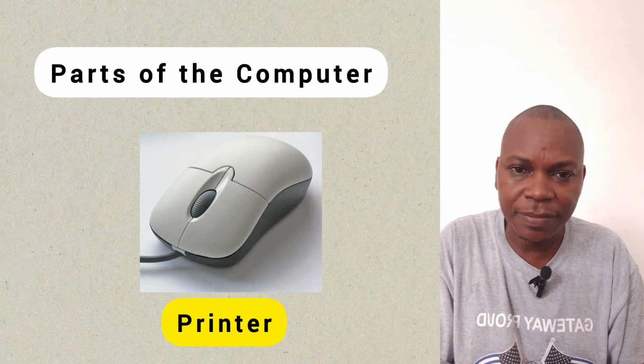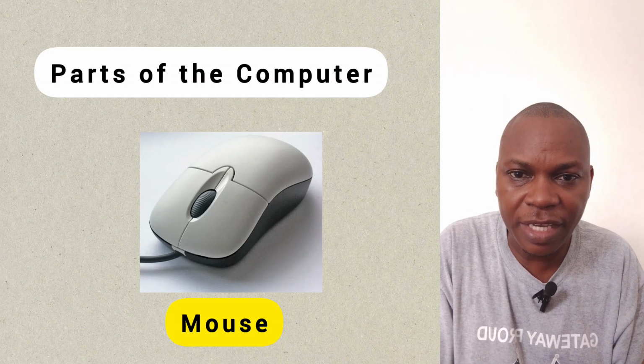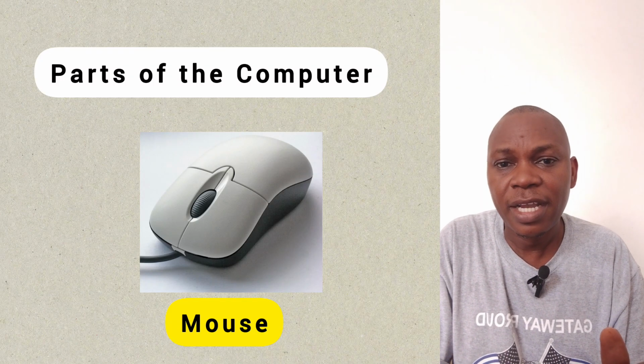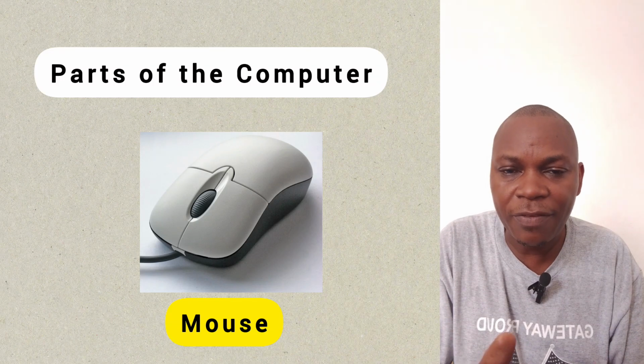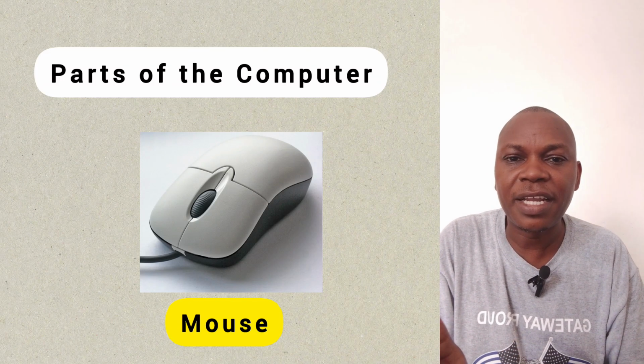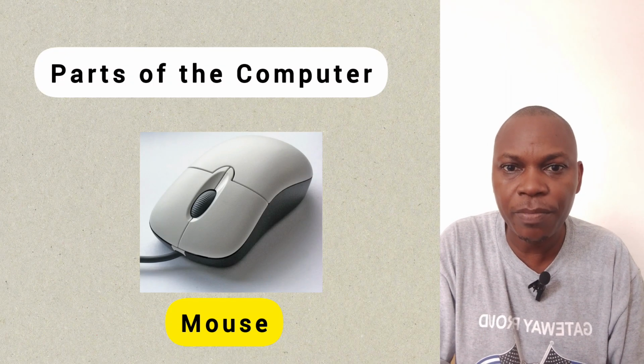Number 3 is the mouse. The mouse is a pointing device responsible for opening files and programs. Once you double click on a program or a file, it opens instantly. So a mouse is just being regarded as a shortcut for opening a file or a program within the computer system.